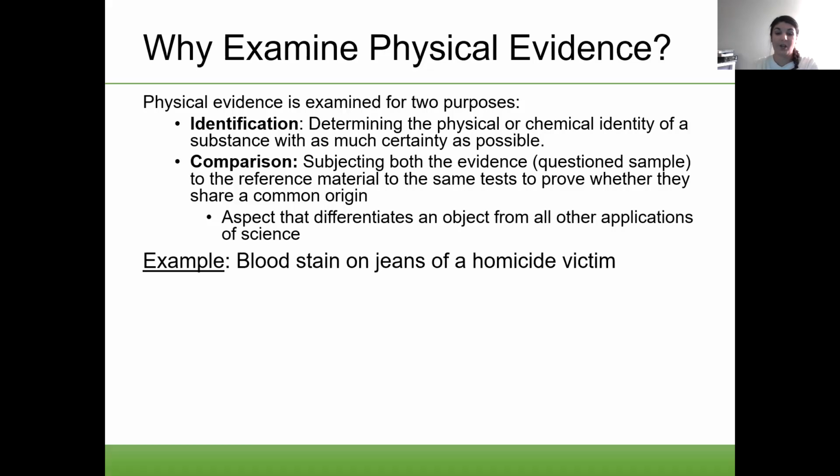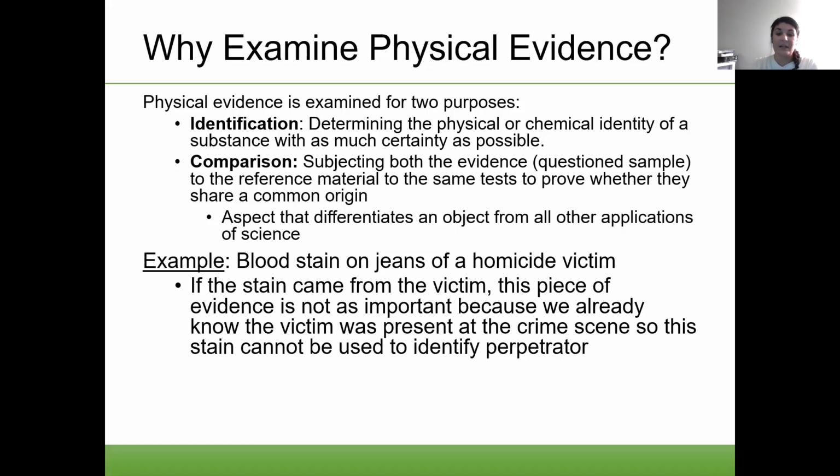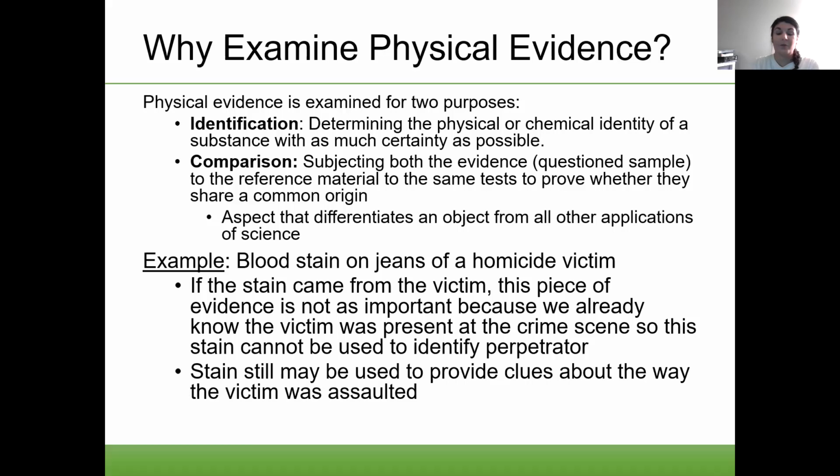So, example, a blood stain on the jeans of a homicide victim. If the blood stain came from the victim, this piece of evidence is not as important because we already know the victim was present at the crime scene, so this stain cannot be used to identify the perpetrator. But it could be useful to provide clues about the way the victim was assaulted. We'll go over blood spray patterns later.